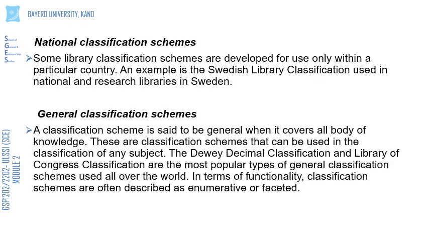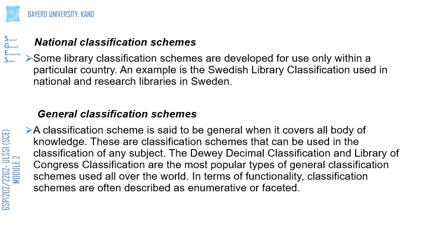Also, the national classification scheme is another type of classification scheme. Some library classification schemes are developed for use only within a particular country. An example is the Swedish library classification used in the National and Research Library in Sweden. This is a scheme developed by the country. That is why it is called a national classification scheme, used only to classify documents in that particular country.